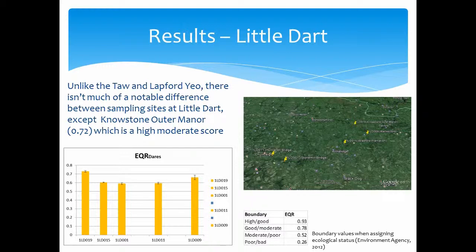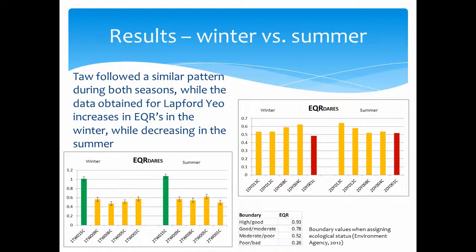So this is the seasonal data that I obtained for the Tor and its subcatchment Lapford Yeo. Now I'd like to apologise in advance, but due to time constraints, I wasn't able to produce data for the Little Dart, and only the repeat C was used because of some slides A and B. There's a lot of diatoms missing from those slides, so I couldn't get a count of 300.